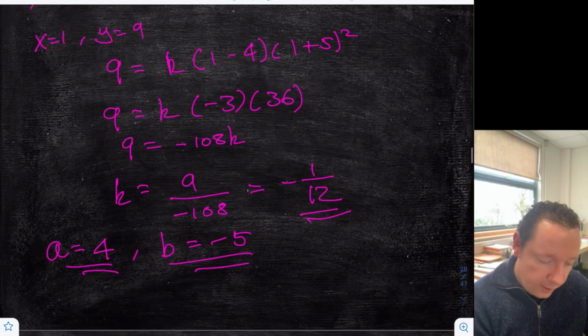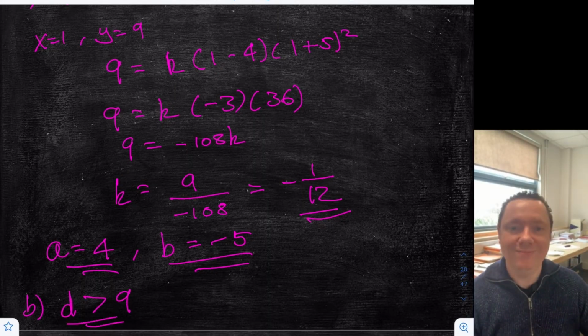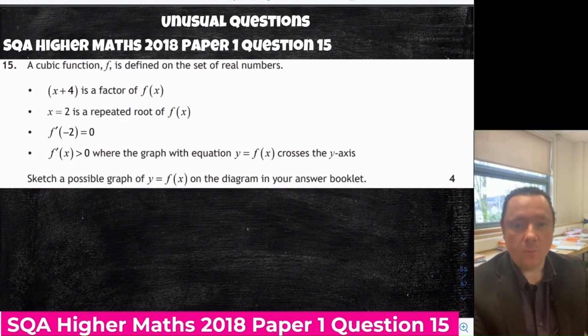So it's just really working that out by looking. So for part B, it is d is greater than 9, and we're done there. Unusual question, SQA Higher Maths 2018, paper 1, question 15.